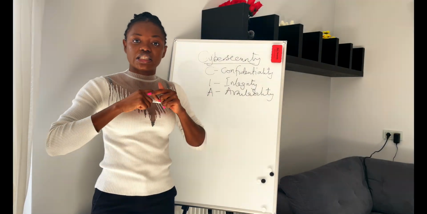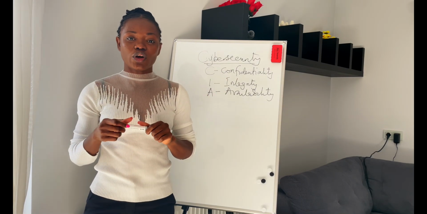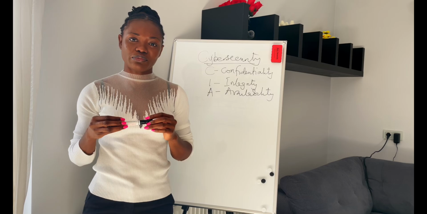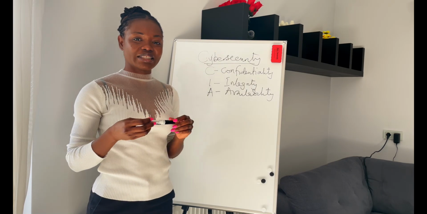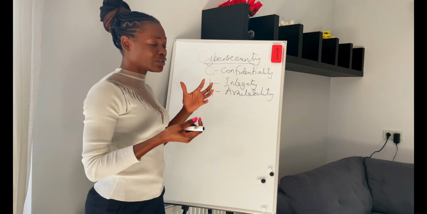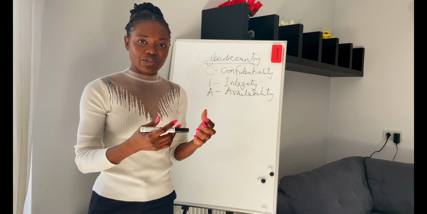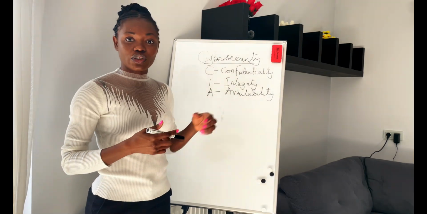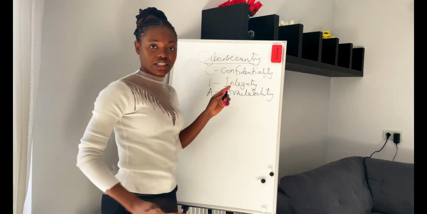So what is confidentiality? Confidentiality means that you have your information protected from unauthorized users. So it means that your information is only accessible to you. An unauthorized user cannot have access to this information. So that's when we say, okay, we have really ticked confidentiality.